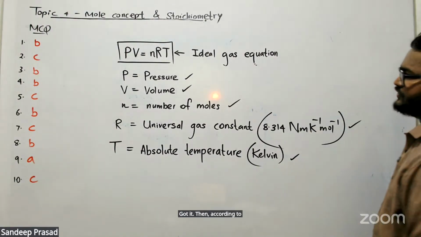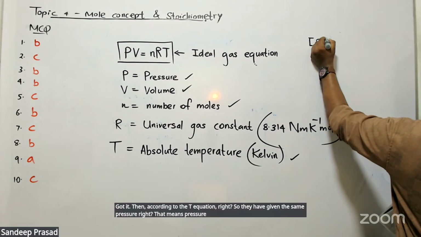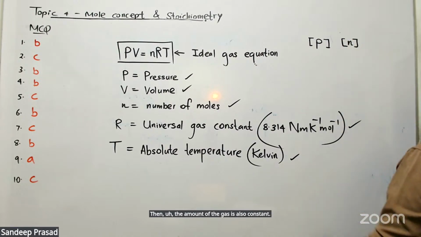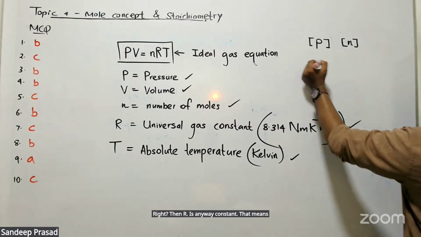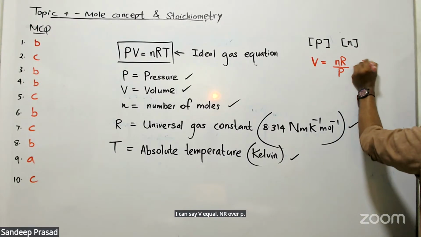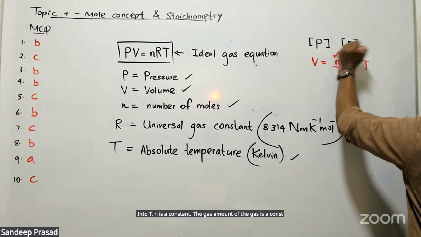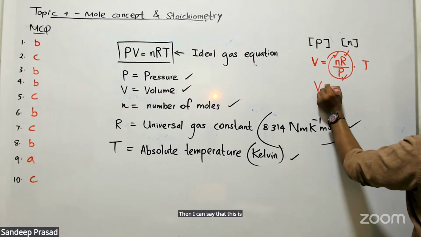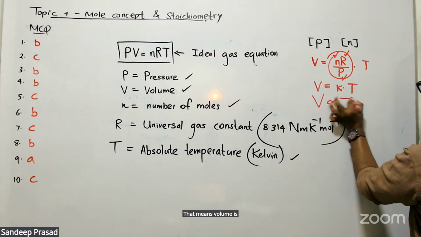Then according to that equation, they have given the same pressure, right? That means pressure is a constant value. Then the amount of the gas is also constant, right? Then R is anyway constant. That means, students, I can say V equals nR over P times T. n is a constant, the amount of the gas is a constant. Universal gas constant and pressure are also constant. Then I can say that this is a constant. V equals KT, constant. That means volume is directly proportional to the temperature.